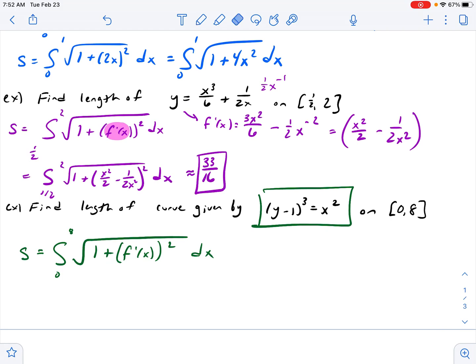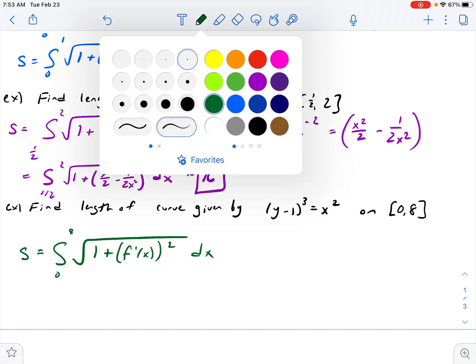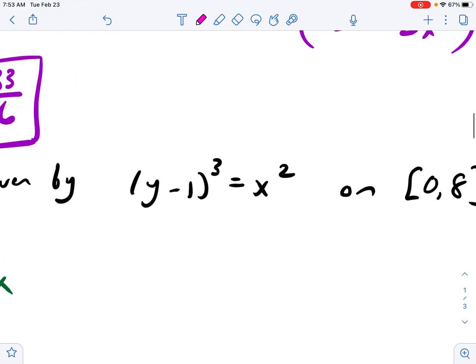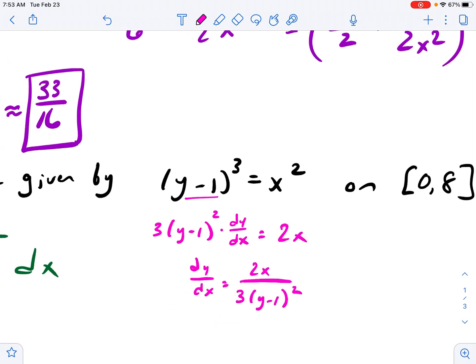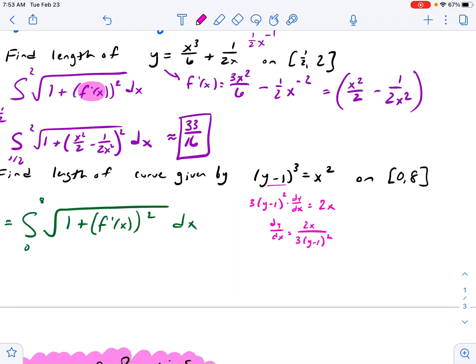If I want to get dy/dx, I'm just going to use implicit differentiation. So let's take a look at that. Using implicit differentiation, we're going to have 3 times the quantity y minus 1 squared, times the derivative of the inside, which is our dy/dx. On the right, we're just going to have 2x. And so dy/dx is going to be 2x over 3 times the quantity y minus 1 squared. And there is our dy/dx in this case.